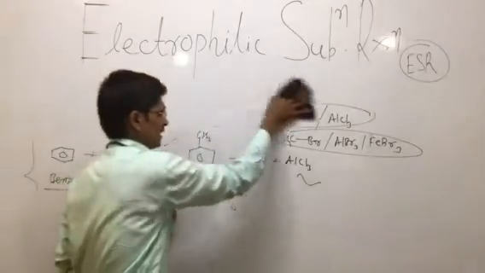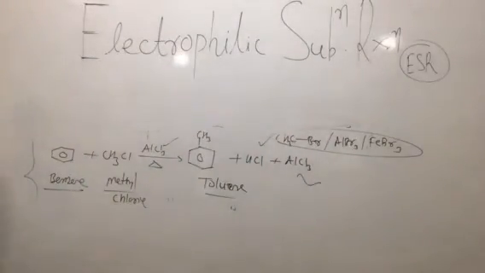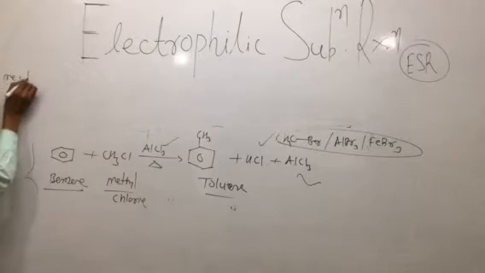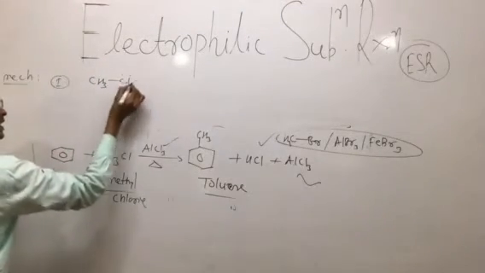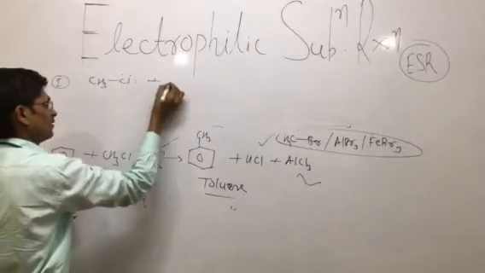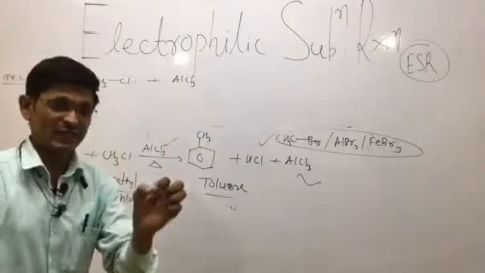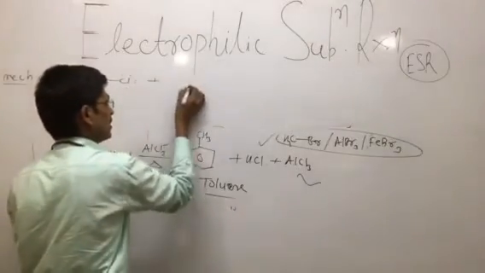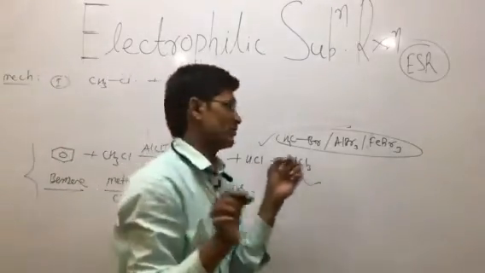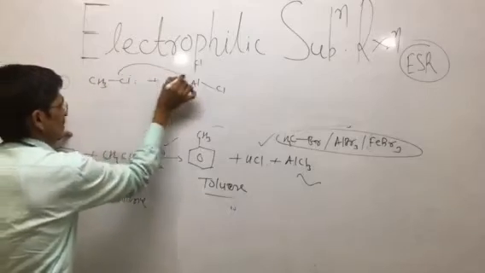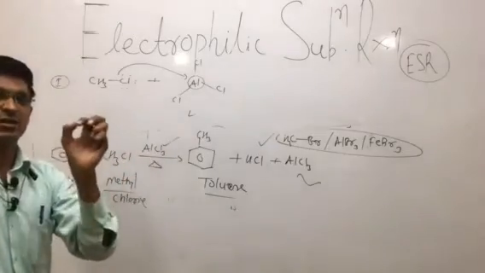So what happened here? First, the mechanism. What is the mechanism of this type of reaction? Here we are writing the mechanism path. The first step: in methyl chloride, the chlorine has a lone pair of electrons, and AlCl3 is electrophilic in nature. The three chlorine atoms of AlCl3 react with CH3Cl. This acts as the Lewis acid because Al is electrophilic in nature, electron deficient.